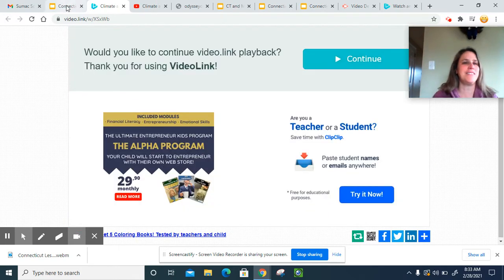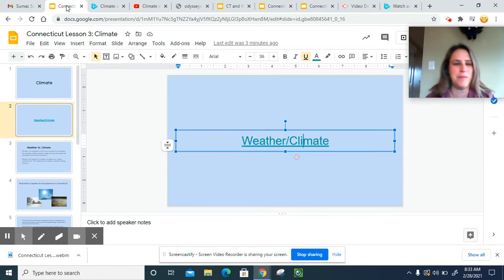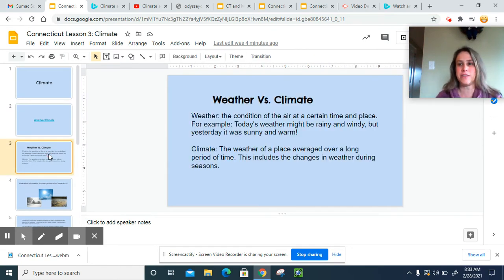Okay, friends, so that was a quick refresher on weather and climate. Weather is our day-to-day, what is happening outside, and climate is a generalization for recorded data over 30 years, it said. Okay, so if I read my definition, the condition of the air at a certain time and place is weather. So for example, today's weather might be rainy and windy, but yesterday it could have been sunny and warm, all right? Climate is the weather of a place averaged over a long period of time.